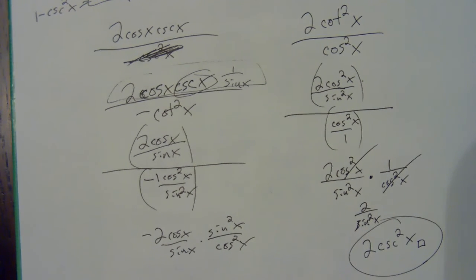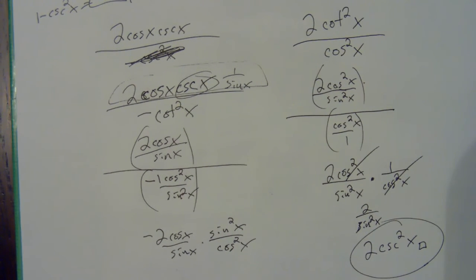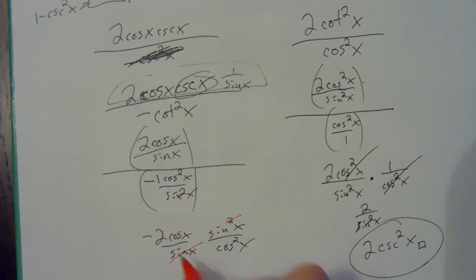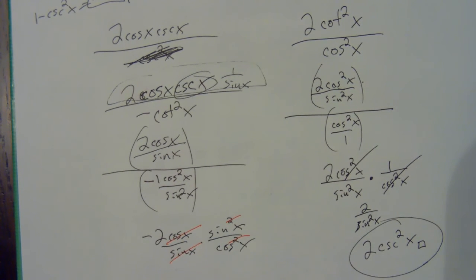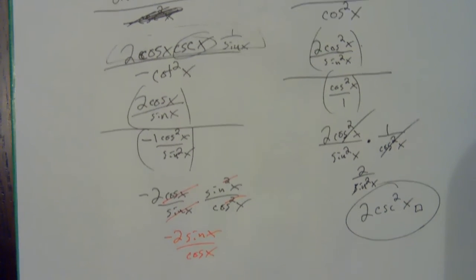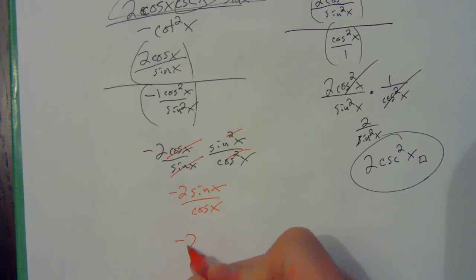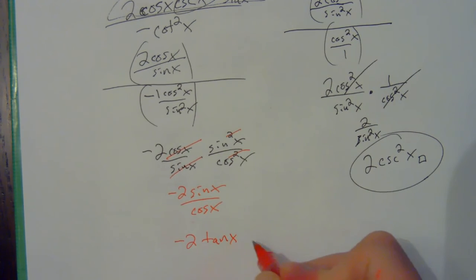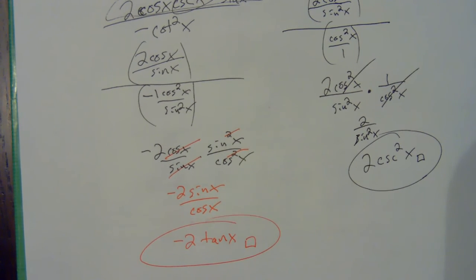And then what cancels out here? So here I have this sine of x cancels out with one of those. This cosine of x cancels out with one of those. So I have negative 2. What I have left is a sine of x over a cosine of x. And then you're supposed to know that sine over cosine is equal to tangent. And that's what we were trying to show.